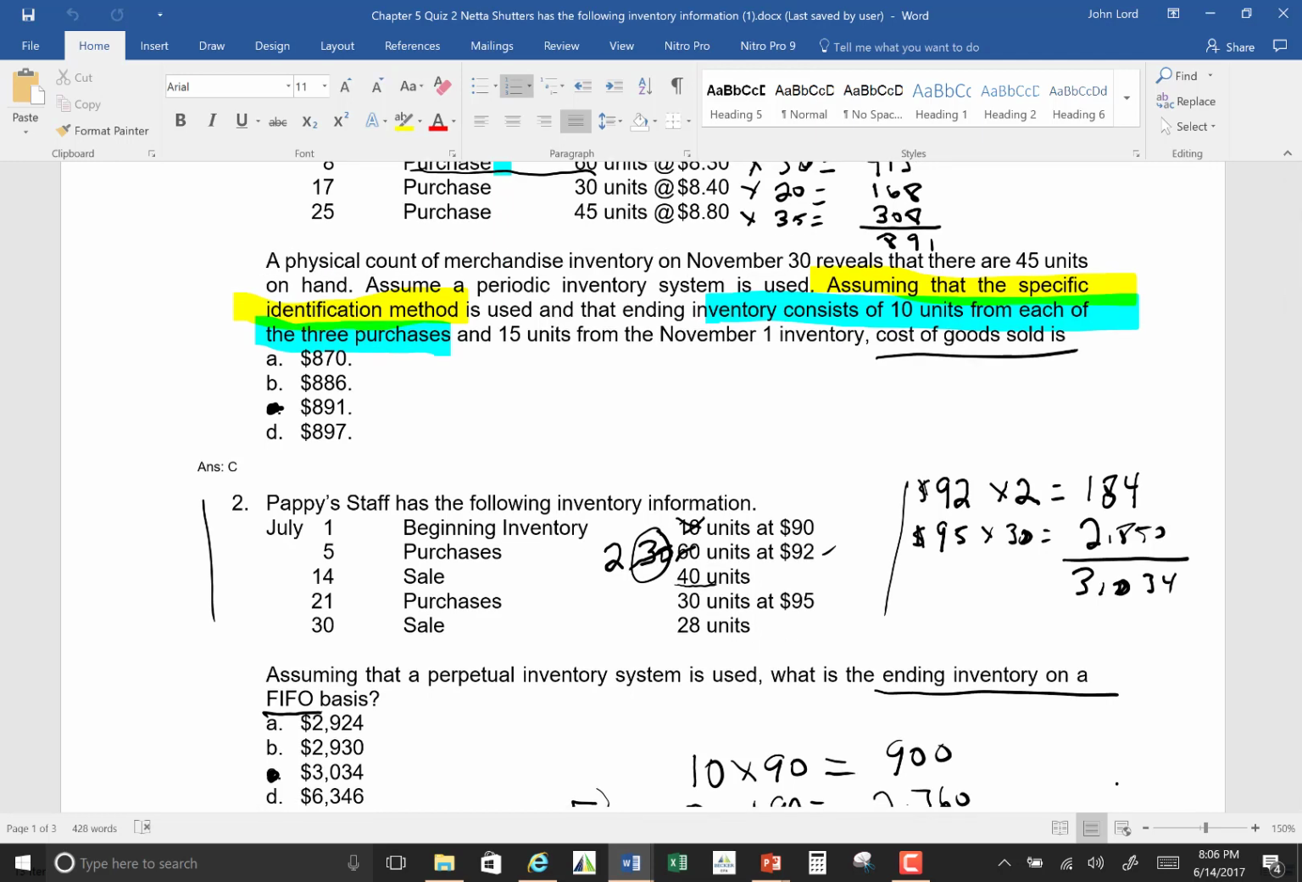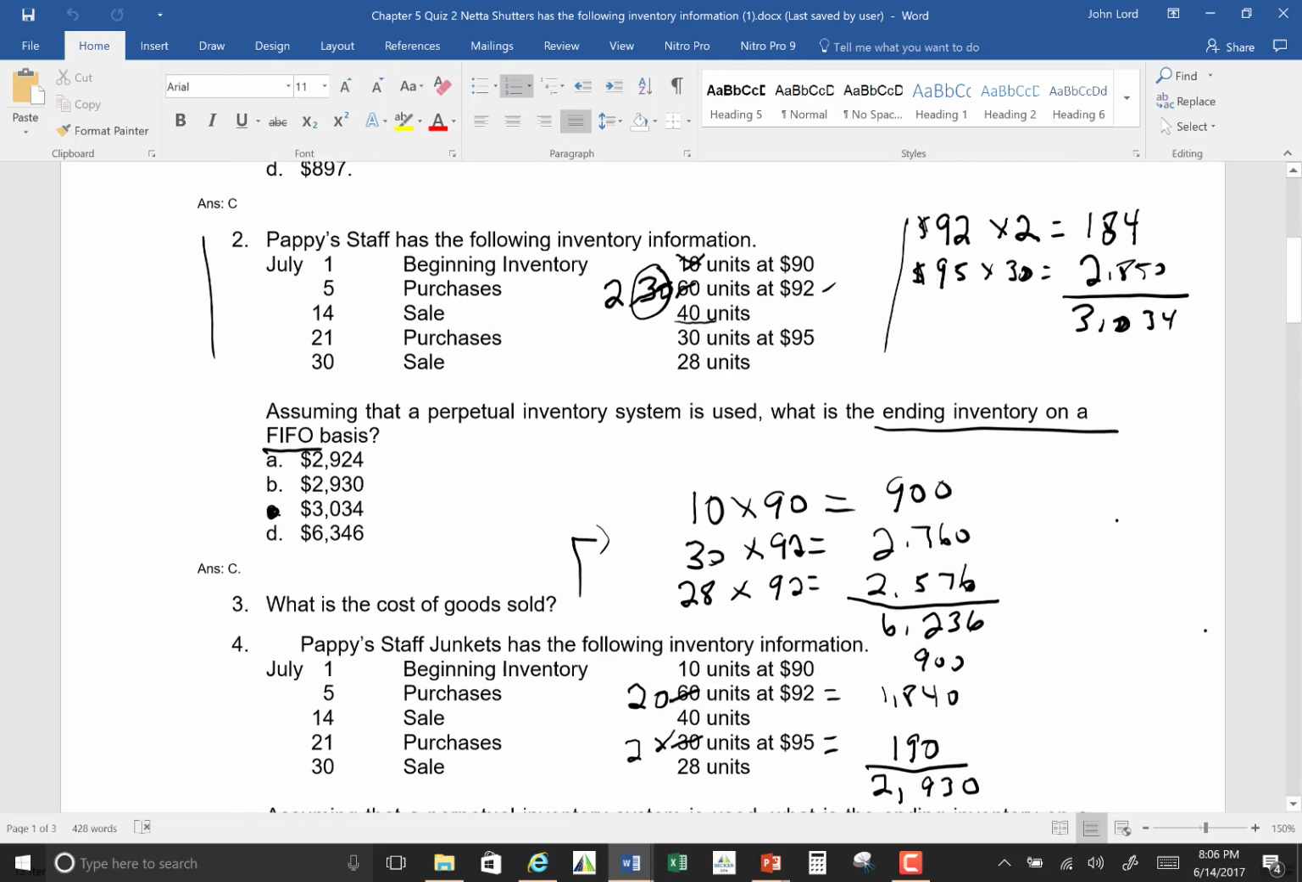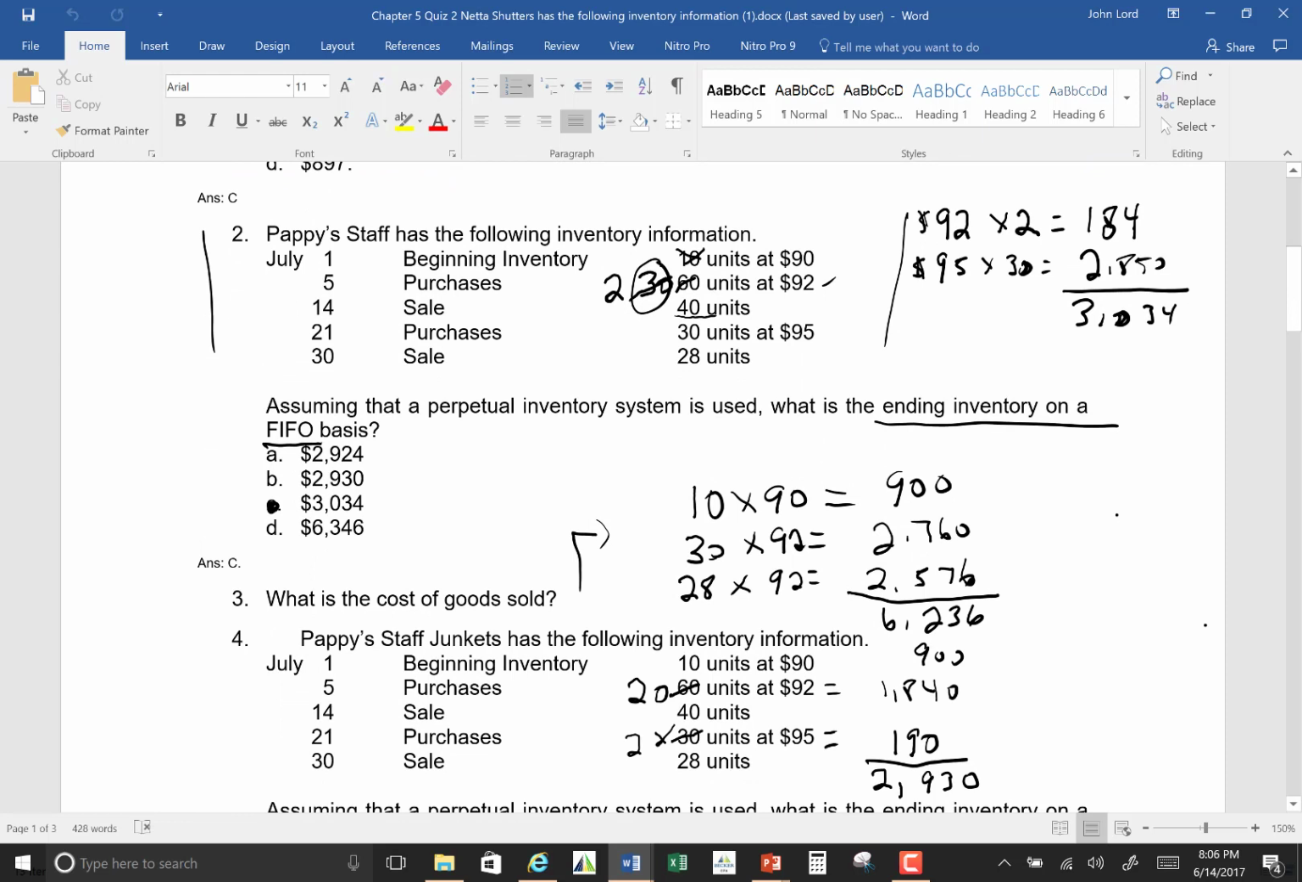That's the 891. Let's look at number 2. Pappy's staff has the following information. And assuming that a perpetual inventory system is used, what is the ending inventory on a FIFO basis? Okay, so what's going to happen? It's a little hard to follow because I put these X's in here, so just pretend like you can still see that 10, you can still see that 60. Right, so we had 10 units in our beginning inventory. We purchased 60 units at $92, and then we sold how many? We sold 40.